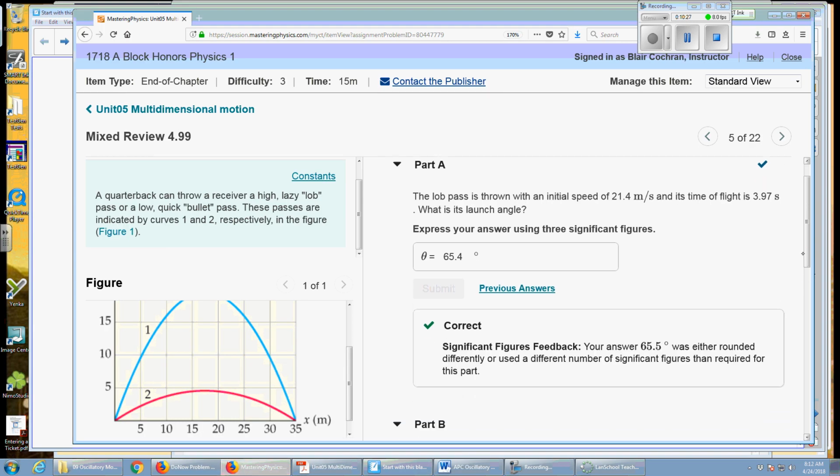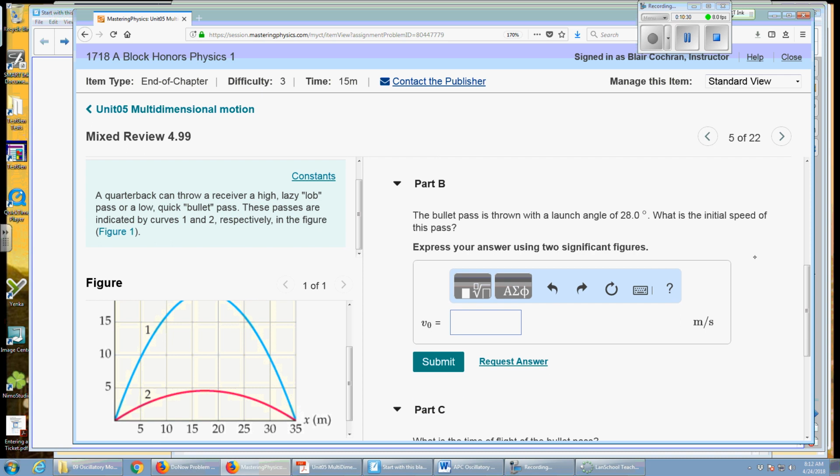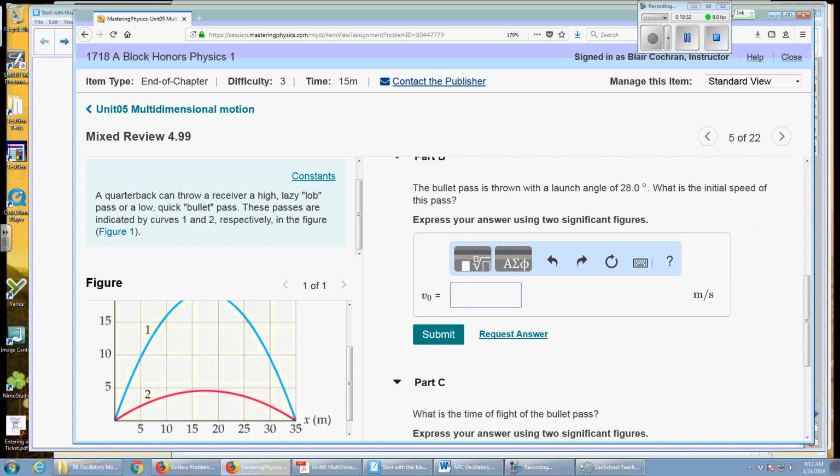So, part B. The bullet passes through a launch angle of 28 degrees. What is the initial speed of this pass? Do we expect the initial speed to be more or less than the 21.4? Oh, you guys have thrown footballs. Which do you throw harder, a big loping pass or a line drive? Line drive. So all these will mimic reality.